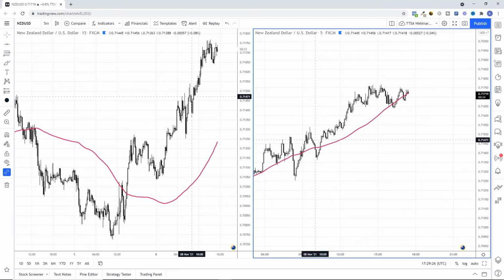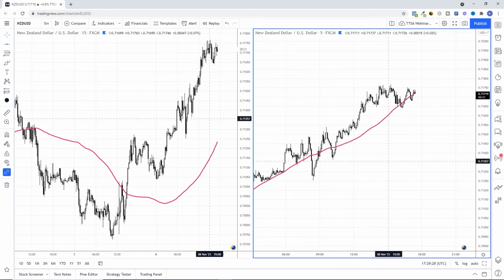So we have a nice entry here. We're going strong in a long position. Let's see what the market gives us.